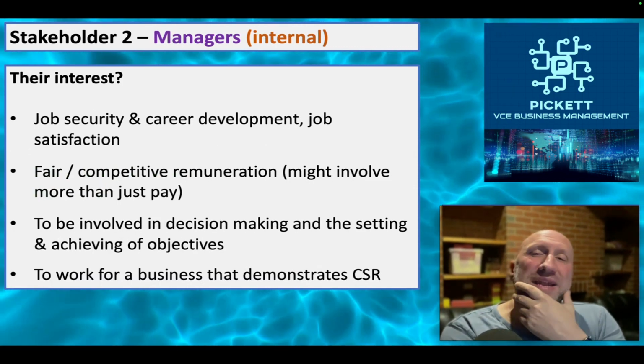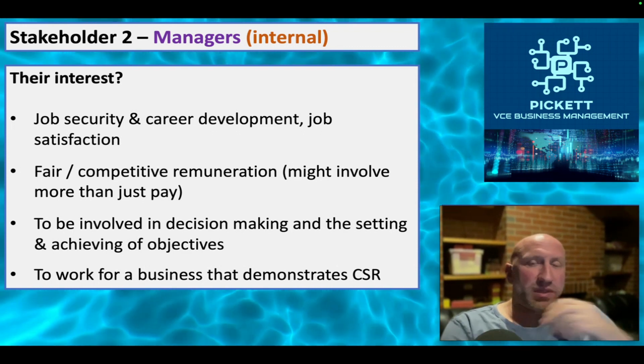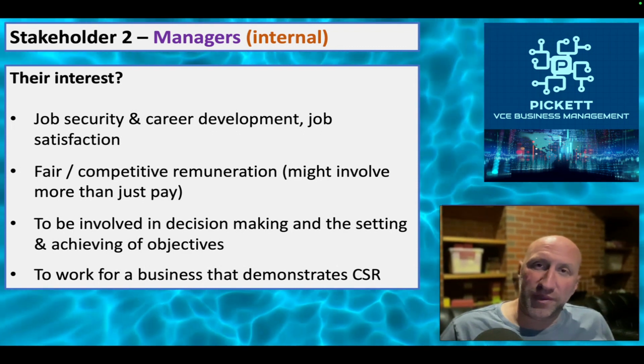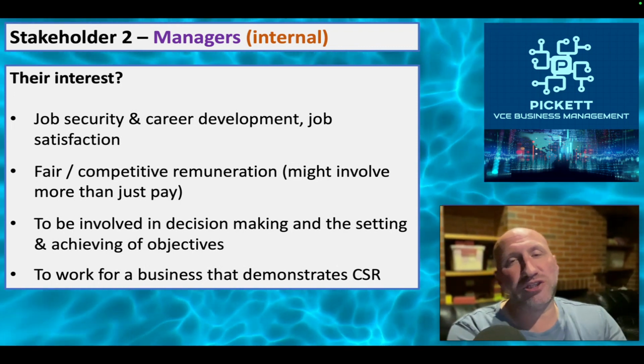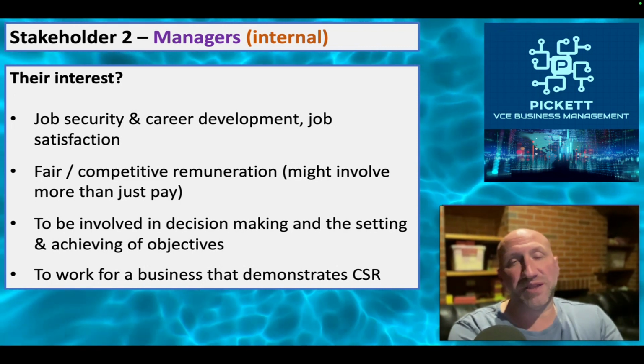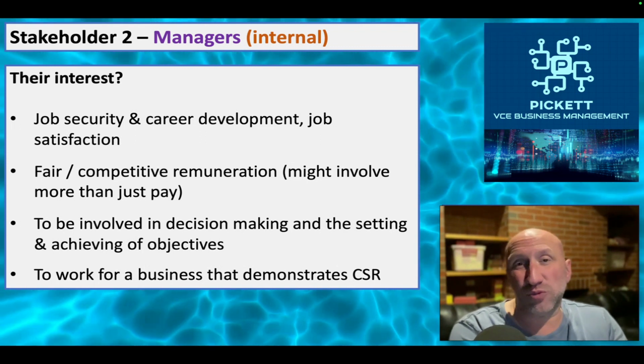Stakeholder 2, managers of a business. So these are part of the internal environment. They make up, or they're part of the business itself. So what are managers looking for from the business that they work for? They're looking for job security.